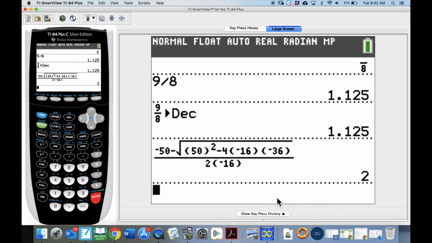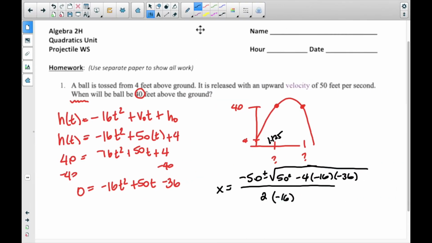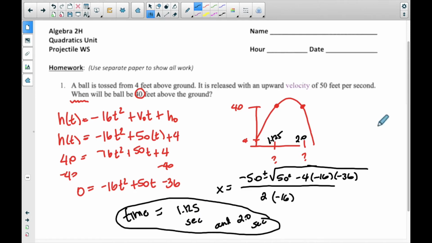So let me show you again. On your graph, that's going to be right here at 2. So our two solutions, when will the ball be 40 feet above the ground? Okay, when will it be 40 feet off the ground? When the time is equal to 1.25 seconds and 2.0 seconds. That's number 1. Let's go on to number 2.